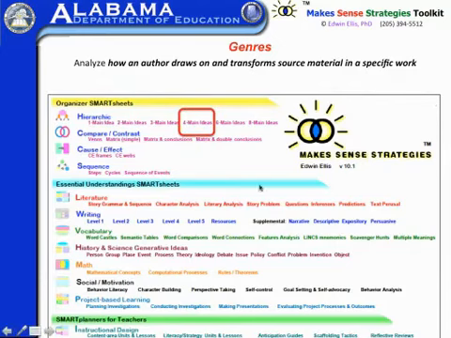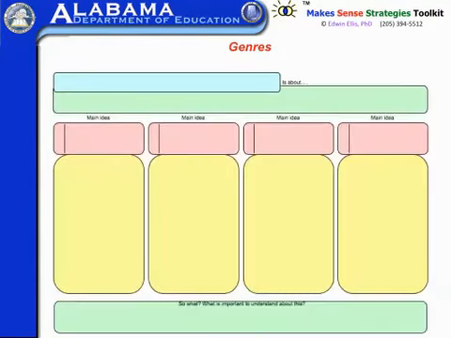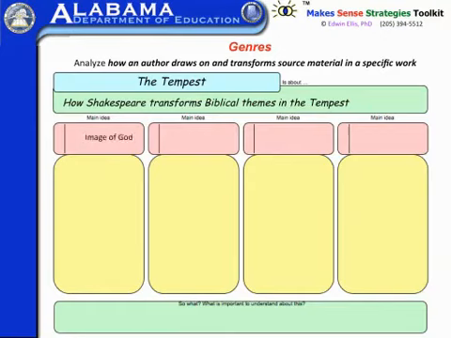So what I'm going to do is I'm going to go up here to the hierarchic 4 main ideas as an example of that. And I'm going to use this box frame and give you an example of how that can be set up. And so for an example, let's say we're focusing on The Tempest, and this whole thing is about how Shakespeare transformed biblical themes in The Tempest. And so there's the image of God, fallen man in exile. God manipulates the world to see how others react, and God punishes and forgives.